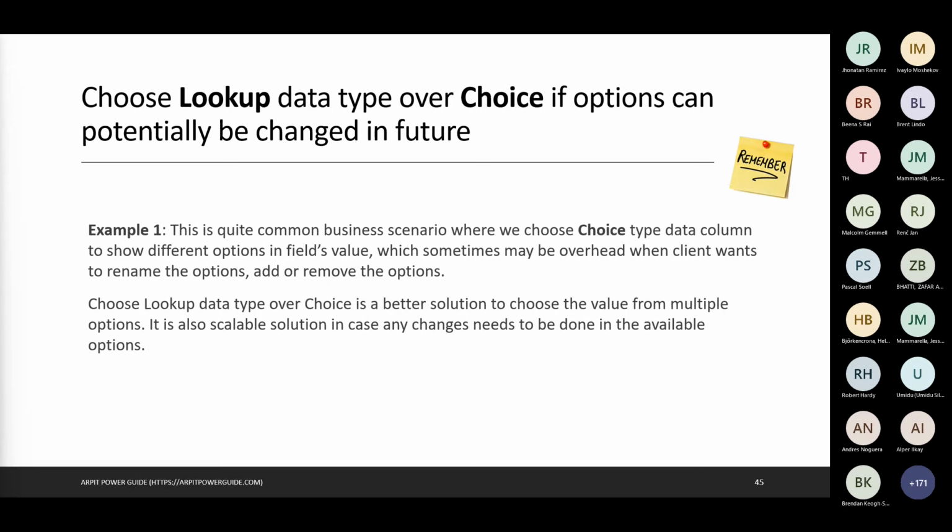But what happens is in the later phase of the project, you get to know that some of the values have been increasing, right? So you need to make sure that if the values of a particular field can potentially be changed, then you should not use the choice. Otherwise, you cannot roll it back to lookup later on, right? So always use the lookup if you want to keep the option values configurable without changing the code. So choose the lookup data type over choices if options can potentially be changed.